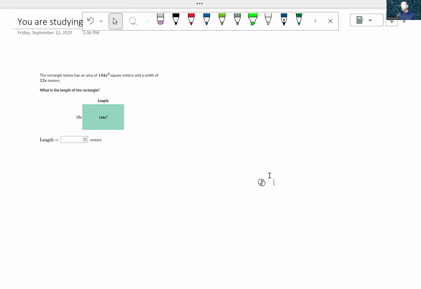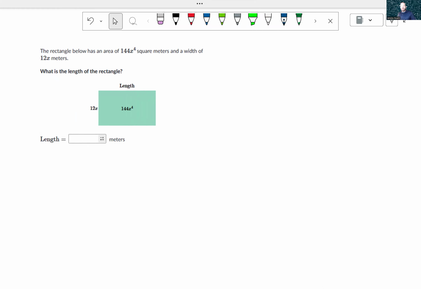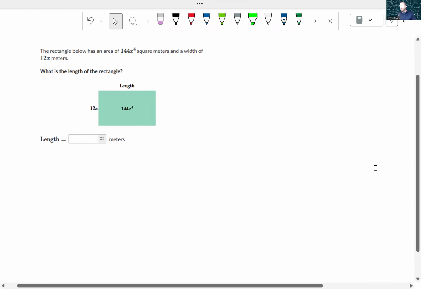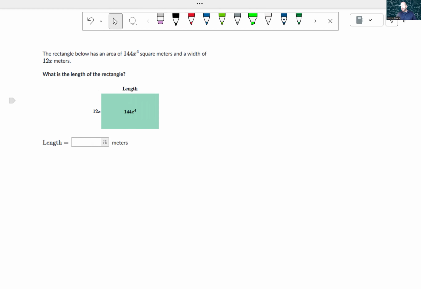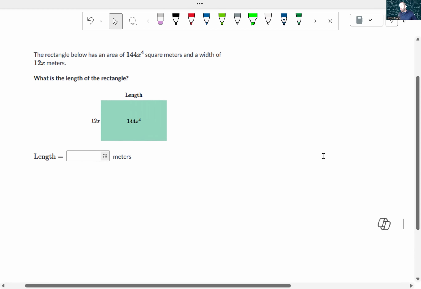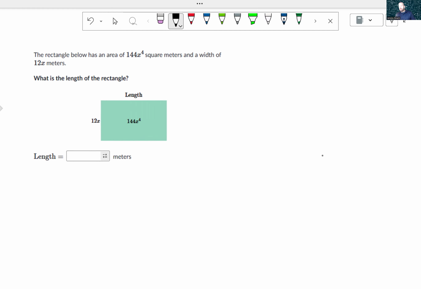So let's take a look at this first problem. It says the rectangle below has an area of 144x to the fourth square meters and a width of 12x. And we want to find what the length is. To do that, the area is just length times width. So we have to ask ourselves, what times 12x gives us 144x to the fourth? Well, if we look at the x's first, x times x cubed is going to give us x to the fourth. So we know x cubed is one of our terms.